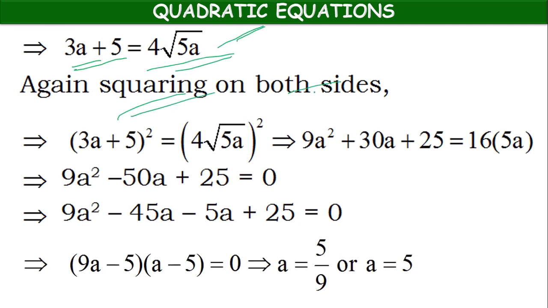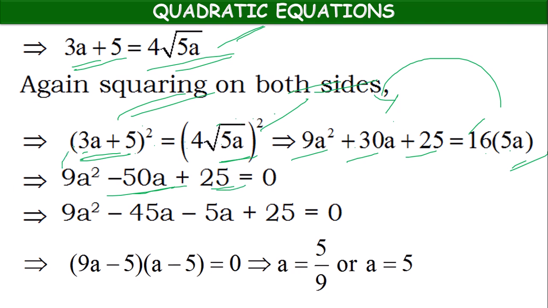Again, we can square on both sides. (3a plus 5) whole square equals (4 root of 5a) whole square. Left hand side, a square plus 2ab plus b square expansion. Right hand side, 4 square is 16. Root 5a whole square, square root cancels, 5a. So 16 fives are 80a. 80a will be taken to this side, minus 80a. 9a square plus 30a minus 80a plus 25, that is 9a square minus 50a plus 25.